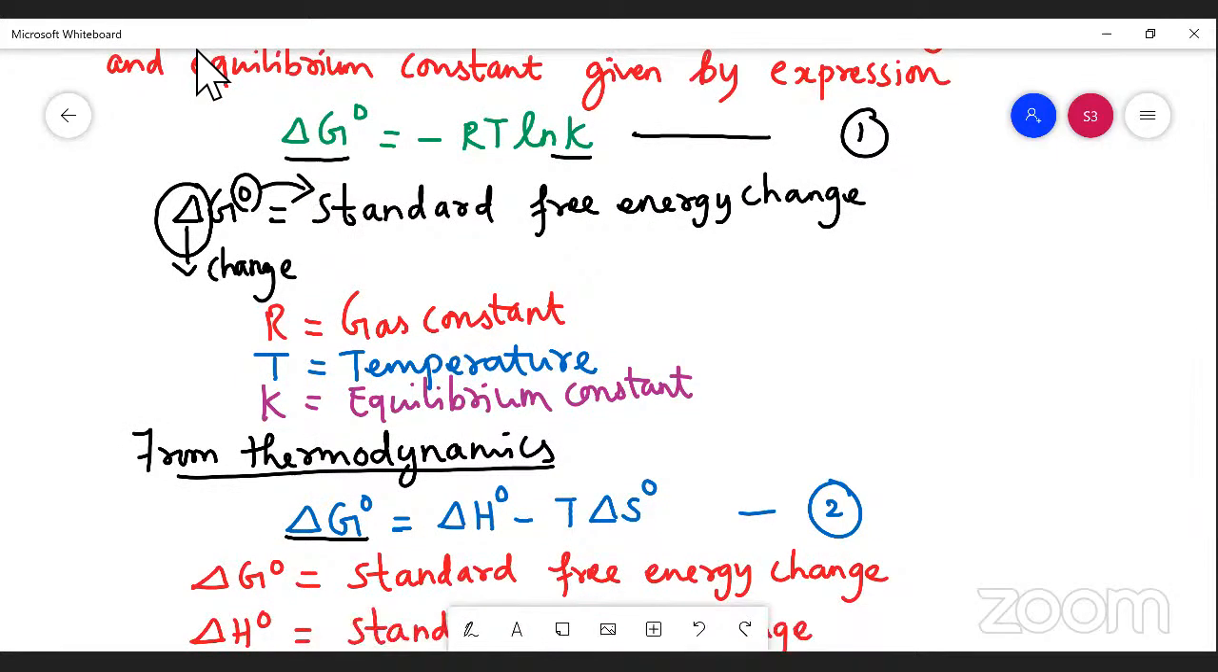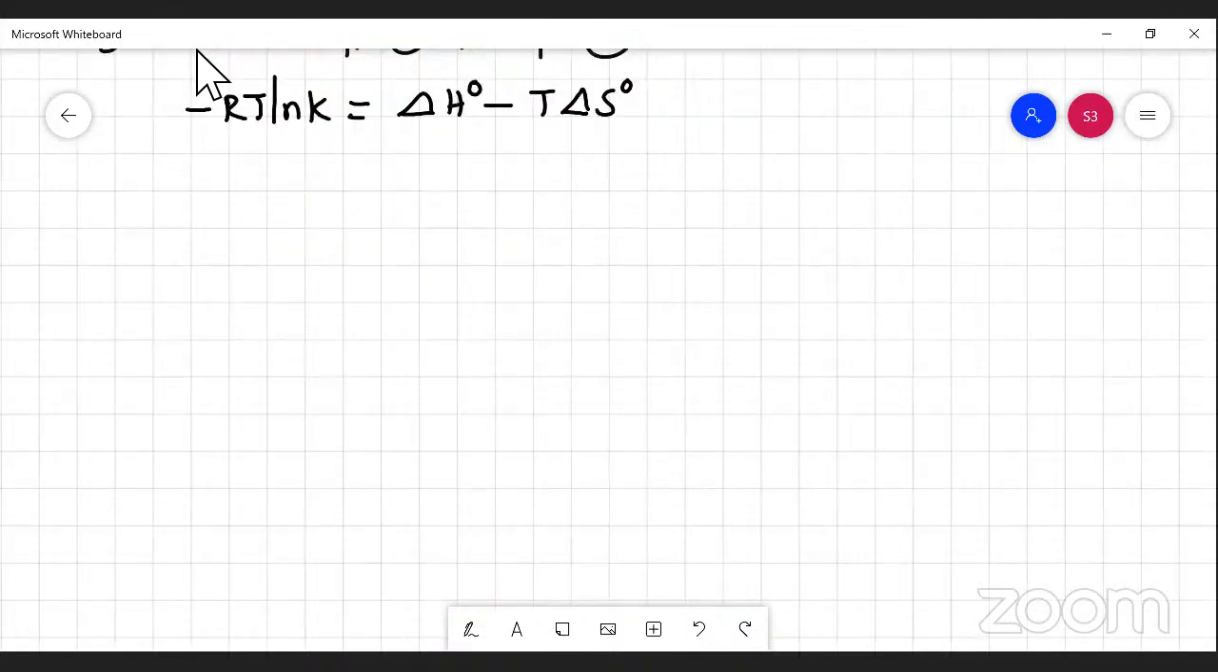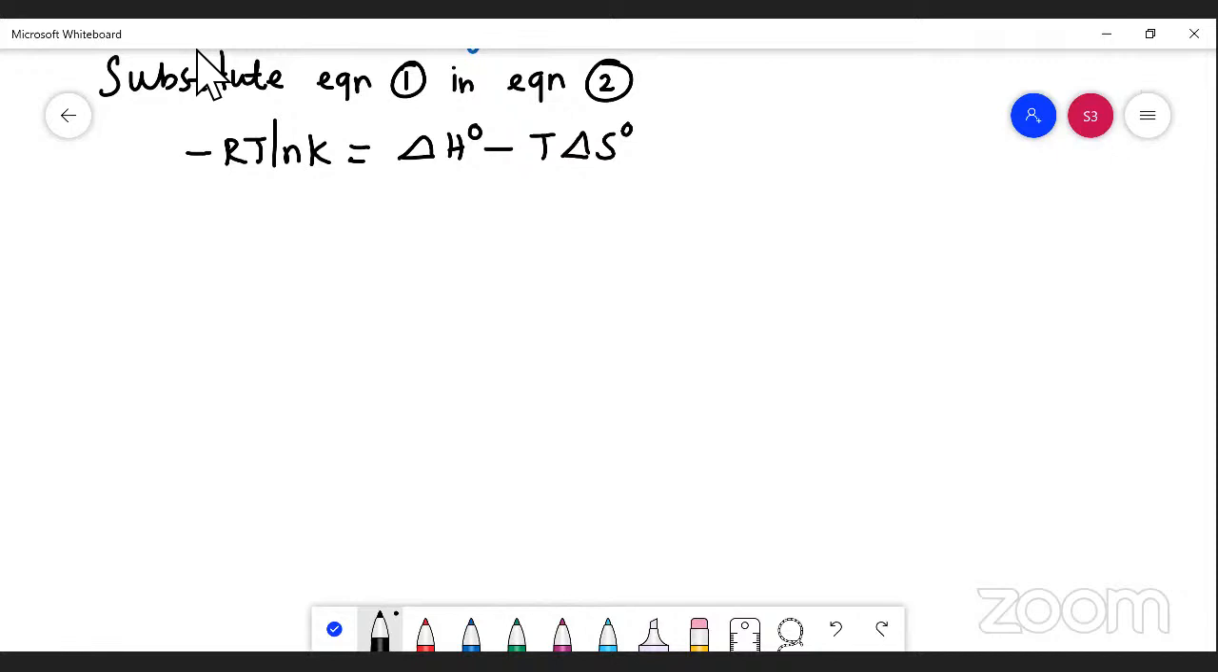So from substituting del G naught as minus RT ln K, I am going to get a new equation: minus RT ln K equals del H naught minus T del S naught. So the equilibrium constant is related with the free energy. Now I am shifting the minus sign to the other side, dividing this equation by a common factor of minus. We will get RT ln K equal to minus del H naught plus T del S naught. Now we keep ln K on one side.